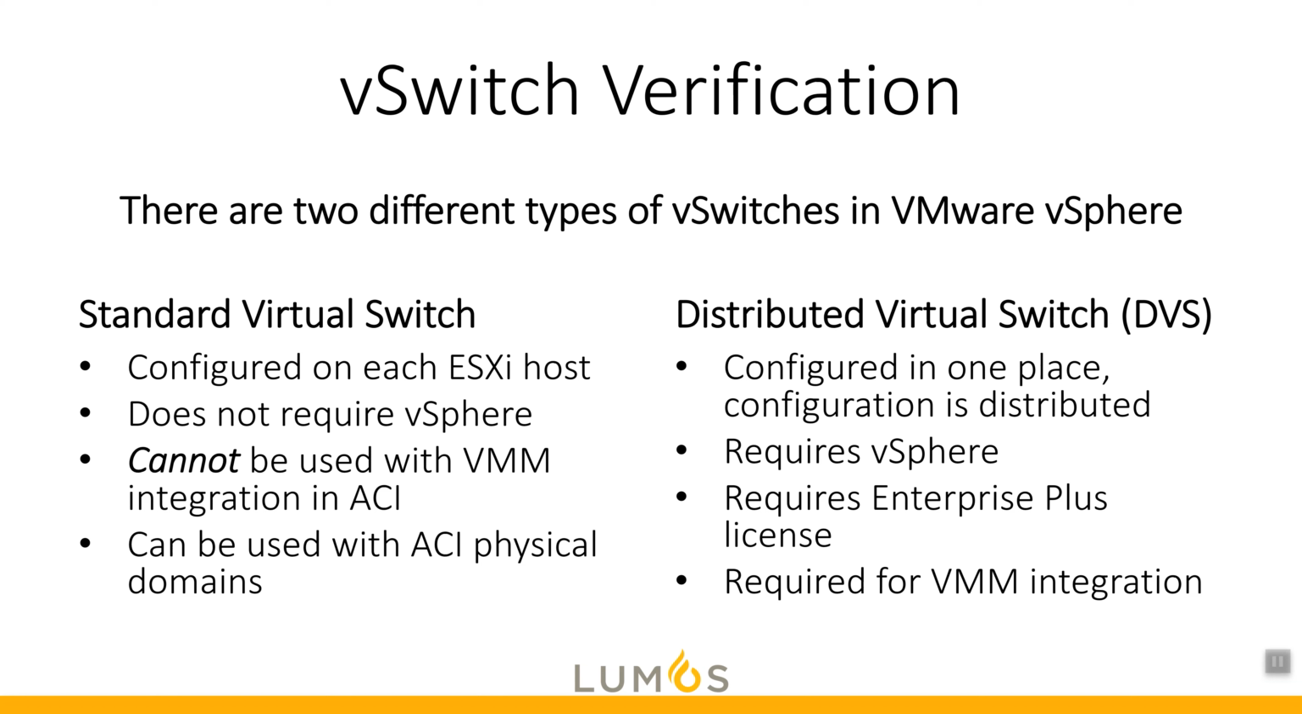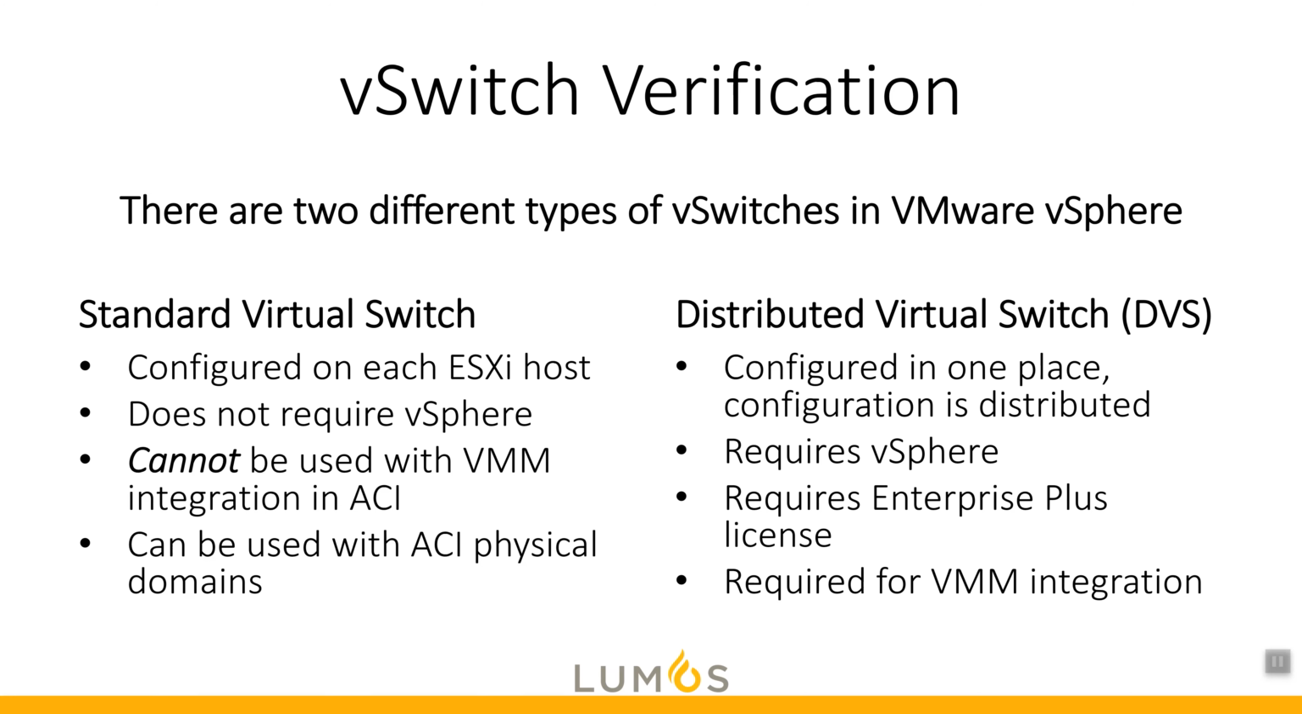And the hypervisor is called ESXi. So you can use either one with ACI. If you want to have the policy orchestration, so that means when I create an object in ACI, it gets pushed down into VMware, or I create an object in VMware, it gets pushed up into ACI. That requires the distributed virtual switch, which requires the Enterprise Plus licensing.